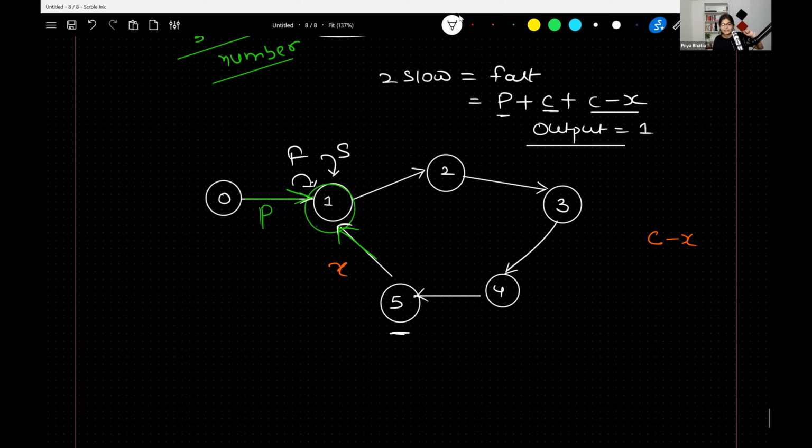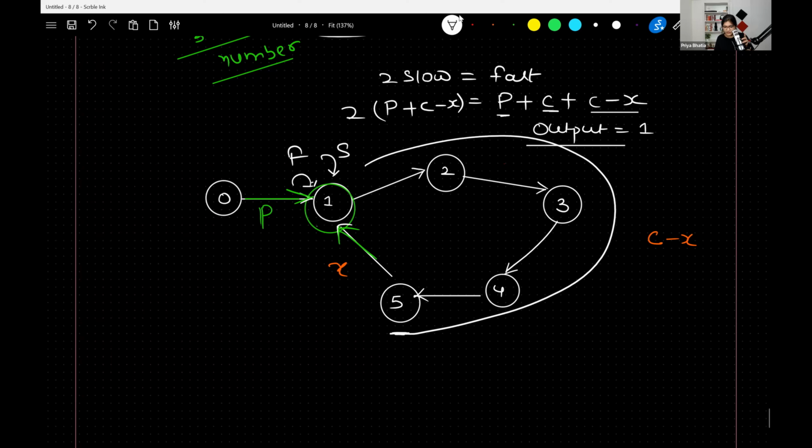But my slow pointer will move how much? It will be p plus c minus x, because my slow pointer just went p and then just went till 5 and we'll be able to get that 5. But until that point of time, my fast pointer will be p plus the complete cycle it iterated plus c minus x, and that's where at 5 again they met. That's where they both get intersected.